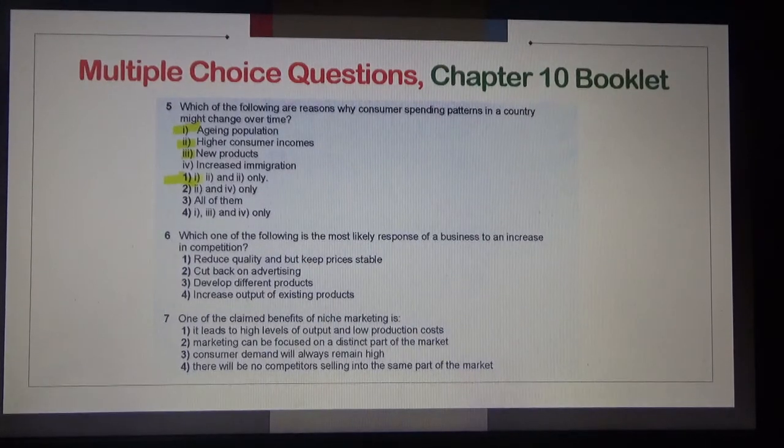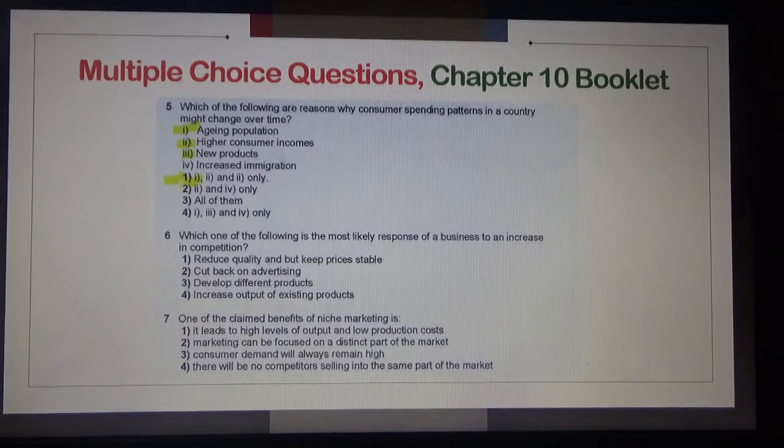Let's check the fourth reason, increased immigration. Increased immigration is like the consumer spending pattern in a country might change over time. If there's increased immigration, there will be increase in population. Items or goods or products will be sold in cheaper prices. So it may be considered that the consumer spending patterns will be changed because products are being sold in cheaper prices. Okay, so our answer is here, number 1.